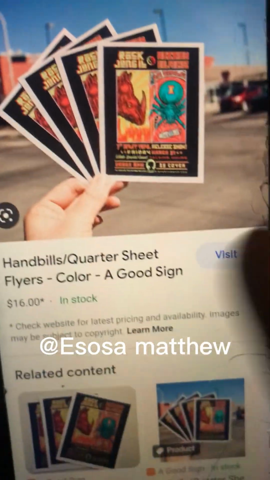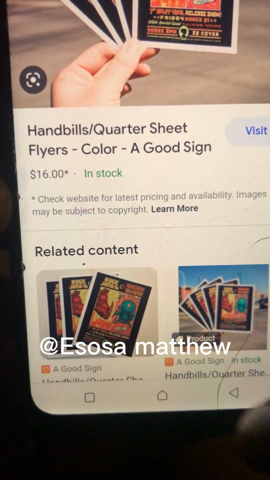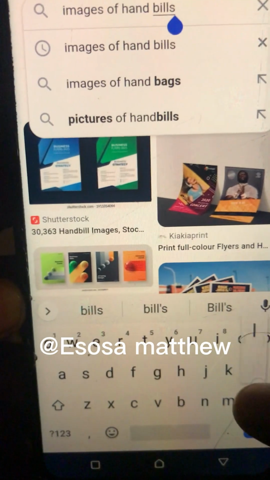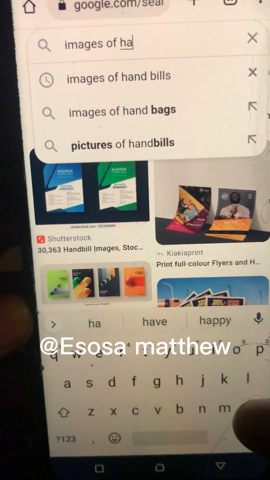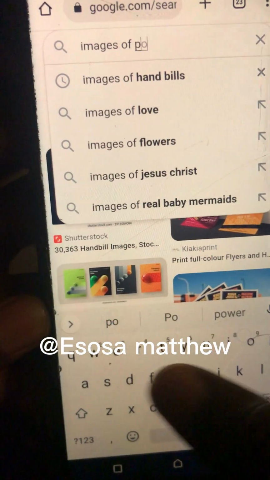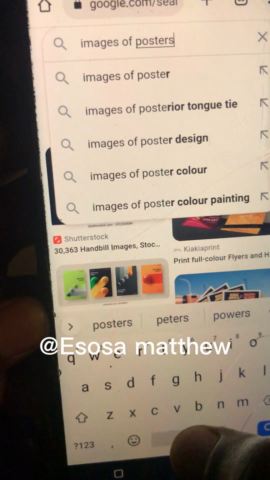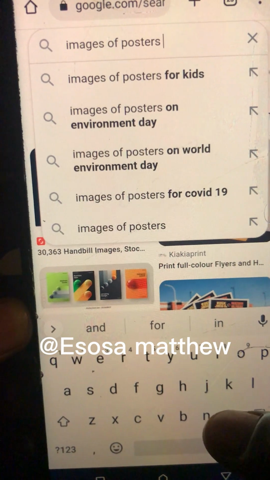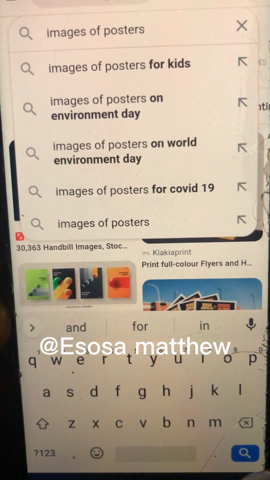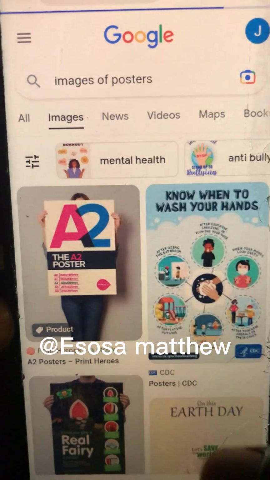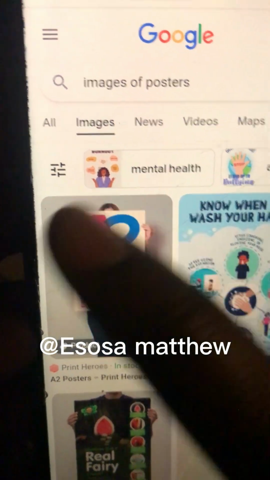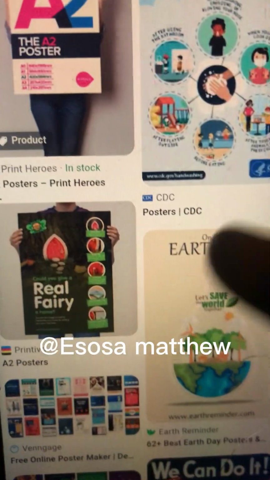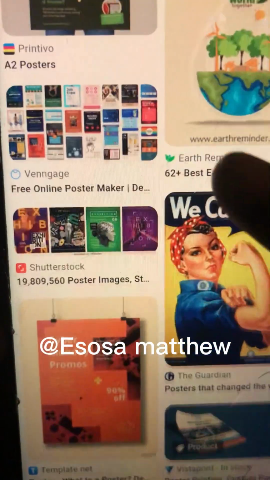All right, so let's check out posters. Let's see images of posters. Like I said before, posters are usually posted on the wall. Okay, let's just search. All right, so you can see that posters are usually longer. You can see the way it is.